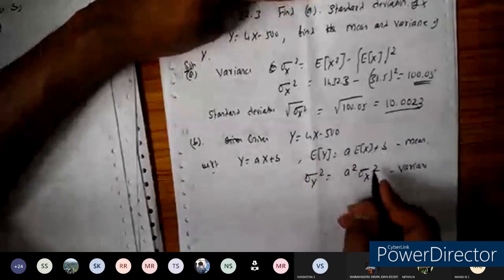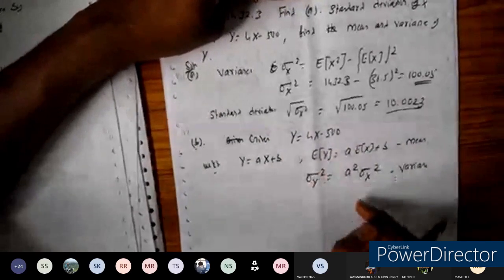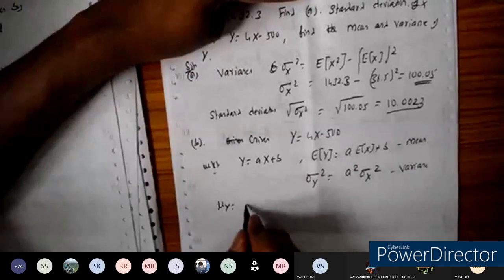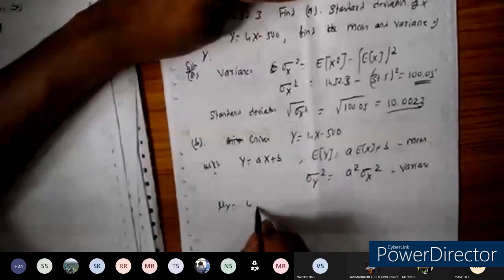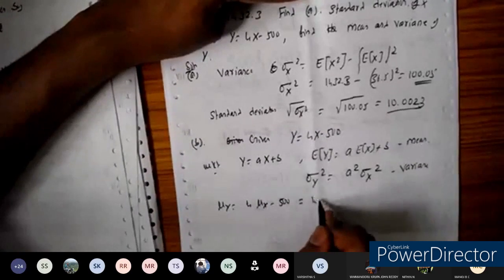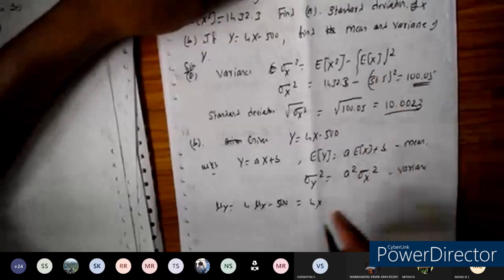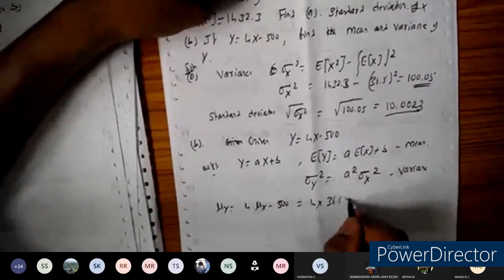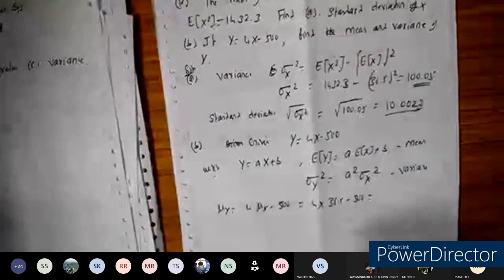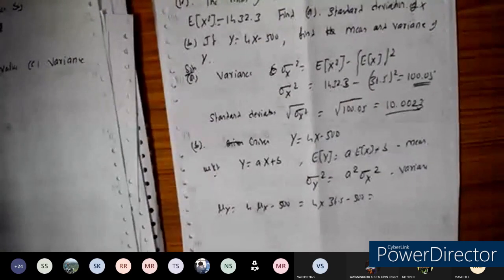So let us find this directly. Instead of doing it step by step, let us use this concept. Let us find the new y mean: a is nothing but 4, so 4 into the mean, which is given as 36.5, minus 500. How much will you get here? How much will be the mean of the random variable y?